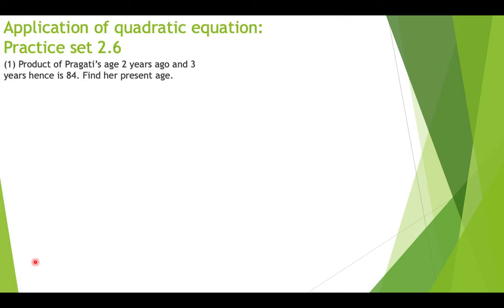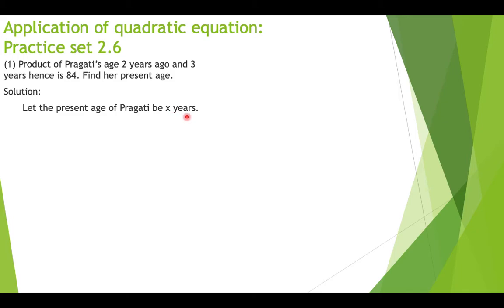Now let us go for application of quadratic equations. In the application of quadratic equations, you have to remember that you have to first form an equation, and then based on it you can find the solution of the problems. The first question is: the product of Pragati's age 2 years ago and 3 years hence is 84. Find the present age. Over here they are asking you the age of Pragati. So the first step is, let the present age of Pragati be x years.